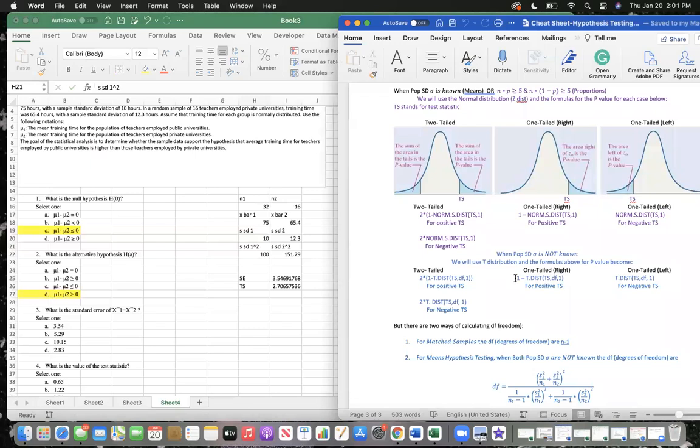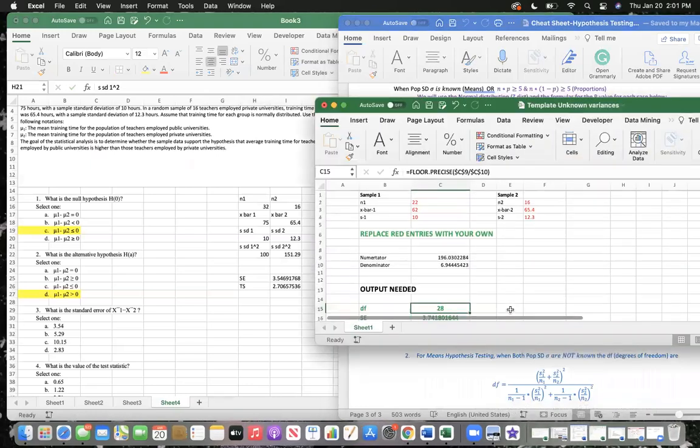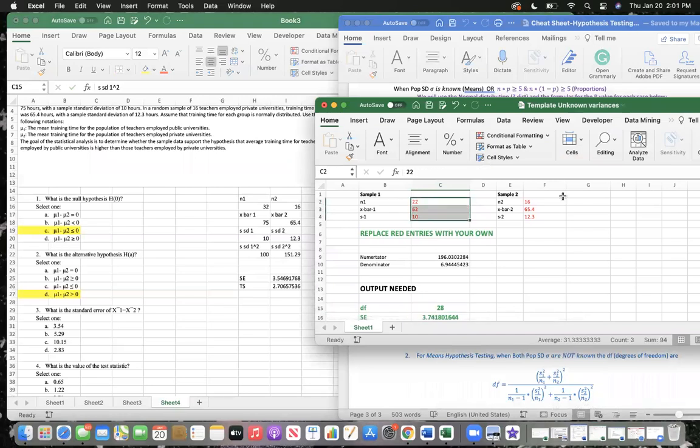So before we can fully get our p-value, before we can calculate this value, we need to get our degrees of freedom. The way that we're going to do this is use our template for unknown variances. So I'm just going to pull that up. And you would need to change these values in red, to match the values that you have here. So my N1 is 32. So let me change that to 32. My X bar 1 is 75. So let's change that to 75. My standard deviation 1 is 10.